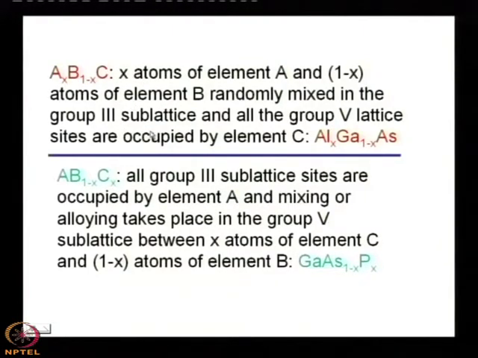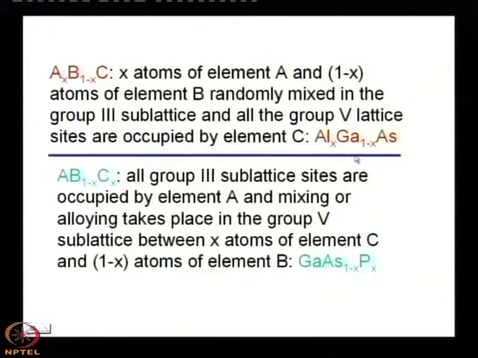Then it is one material which can be formed by band gap engineering, and one example is aluminum gallium arsenide. You see that aluminum is also a group 3 element, gallium is also a group 3 element. If x number of aluminum atoms are there, then 1-x number of gallium atoms will be there, and those are basically from the group 3 sublattice, and arsenic will occupy the group 5 sublattice.